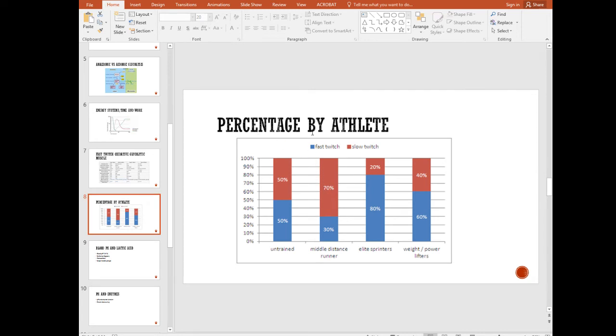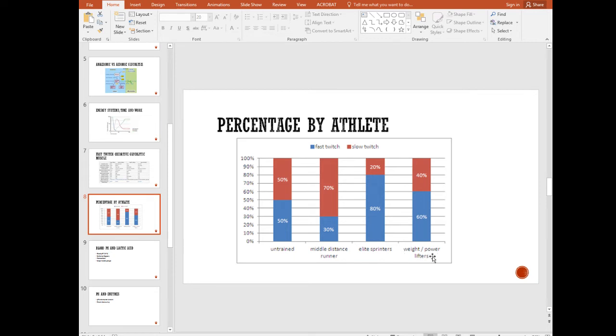So percentage, muscle fiber percentage by athlete. If you were untrained, the average person is 50-50. Now this can vary somewhat through genetics, but on average 50-50. But through training, if I was a middle distance runner, then 70% would be slow twitch and 30% would be fast twitch. If I was an elite sprinter, so this is almost all out effort, 80% would be fast twitch, 20% would be slow twitch, and this is just a rough estimate.